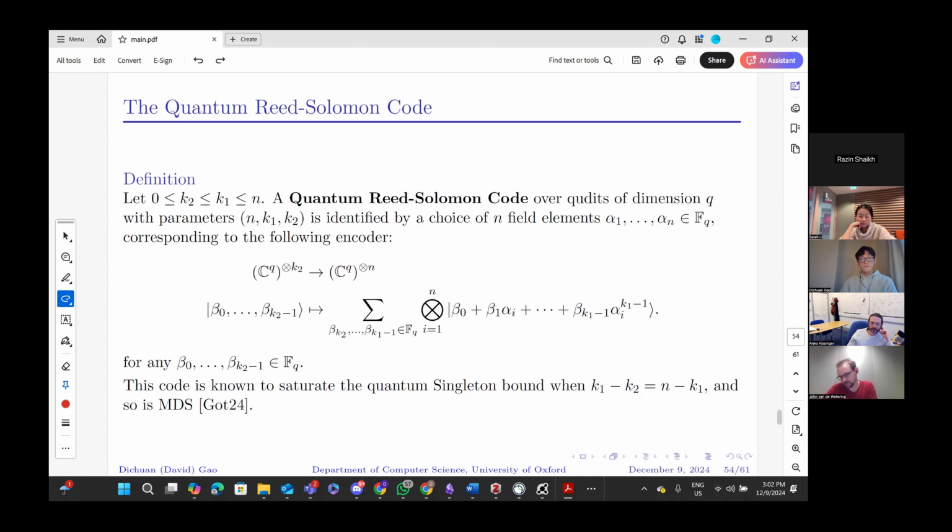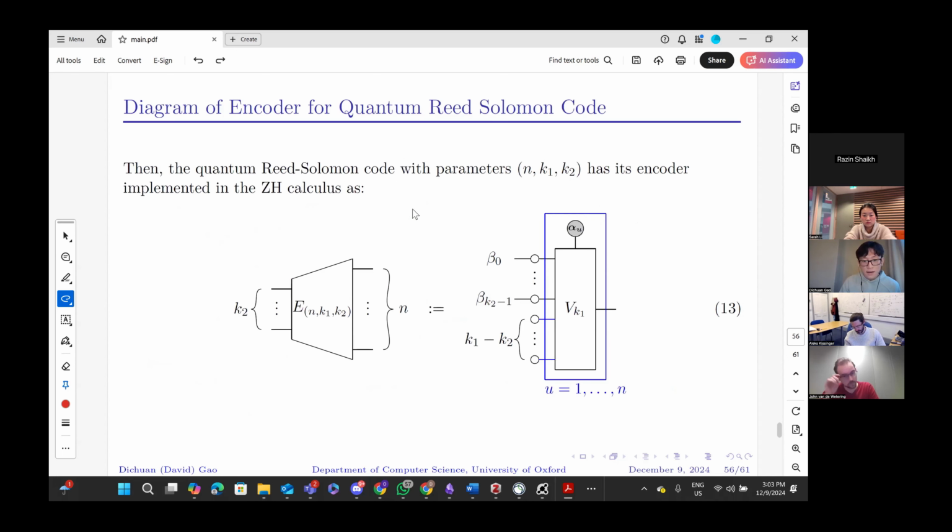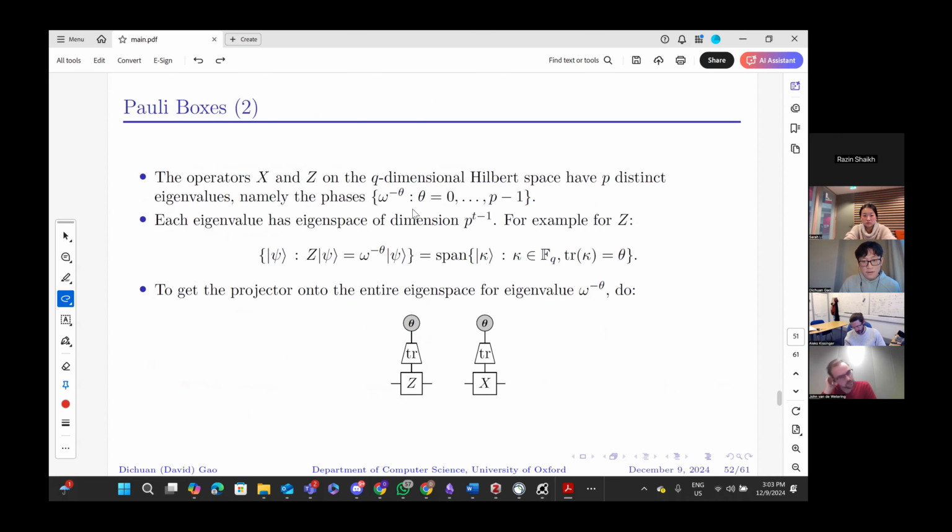So in the qubit case, you can make the Pauli box of a tensor product of Paulis by connecting the control wires of the Pauli boxes together using an X spider. Does something similar work in this setting? Oh yes, it does. Oh right, I forgot to show that. Where did it go?